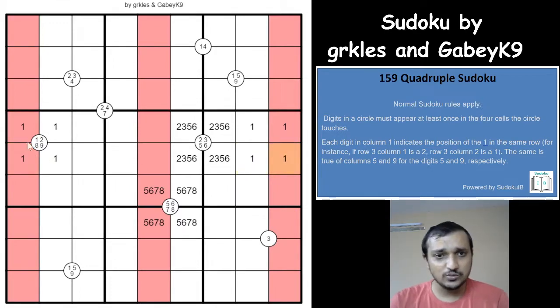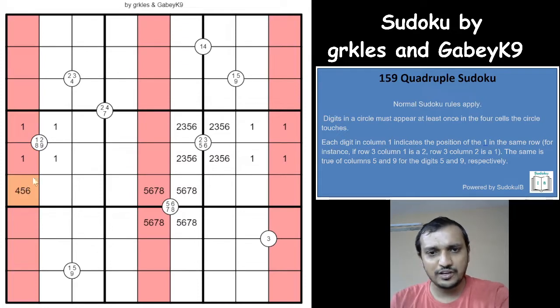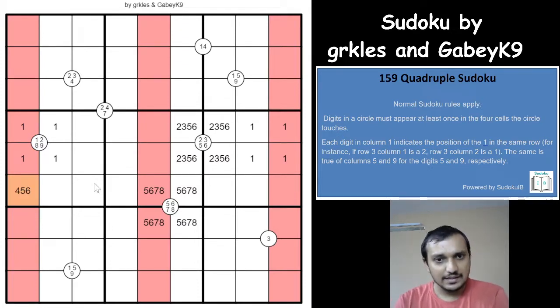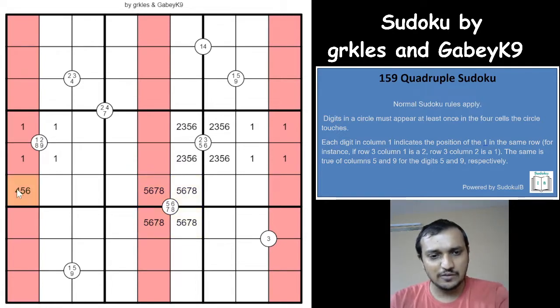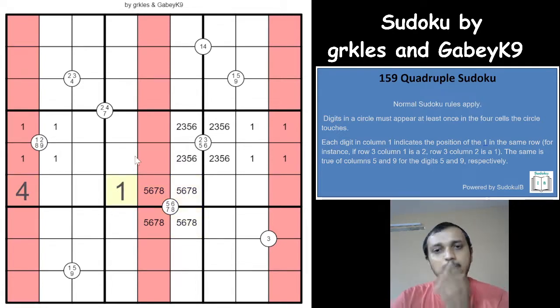And the other digit would have to be either 1 or 2, right? Which means this digit would have to be 4, 5 or 6. And 5 and 6 is not possible because you cannot have 1 in one of these 2 cells. These 4 digits are now locked into 5, 6, 7, 8. Which means this cell would have to be a 4 and this cell is a 1 now.